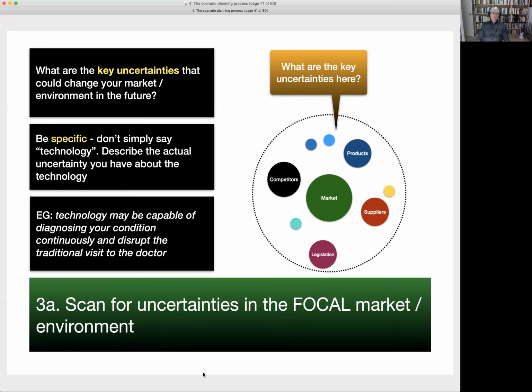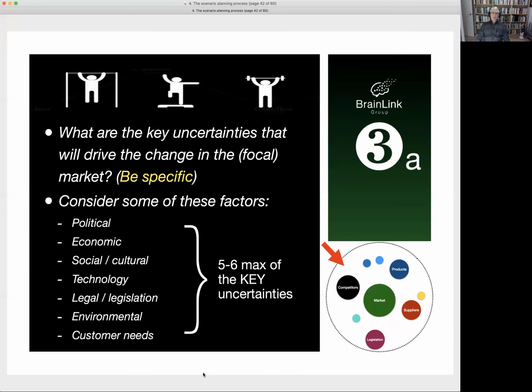So for example, you might say something like, well, the uncertainty we have is that technology may be capable of diagnosing a patient's condition continuously and therefore disrupt the conventional or traditional approach whereby we visit the doctor on a regular basis. So you might be interested, for example, in how you set up medical clinics. And so if you say technology's uncertainty, then you need to actually talk about specifically what you mean by that. So that's why I say be quite specific.